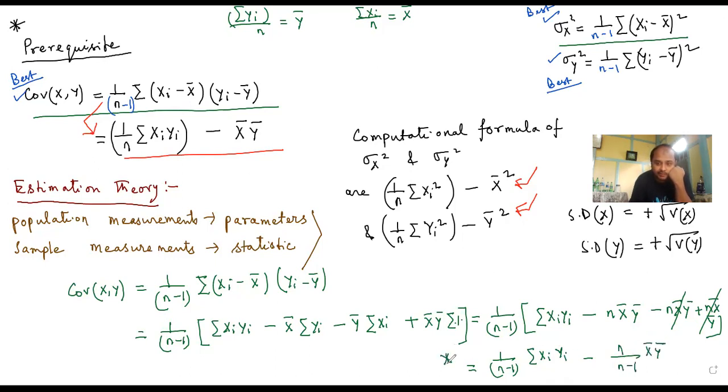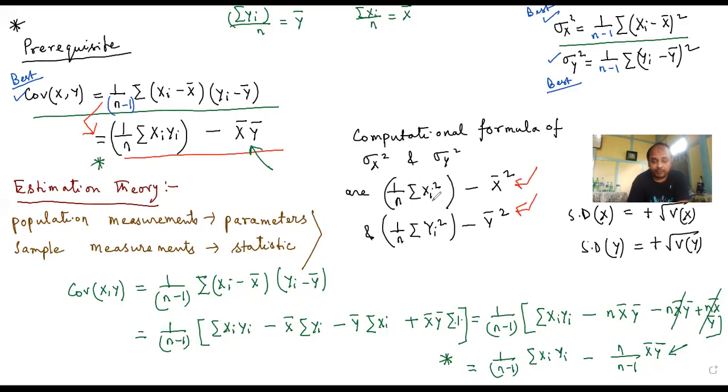Now look at this formula and that formula. They are different. The computational formula that has been obtained is different. So if I am going to use these best sample measurements, this cannot be the computational formula; the computational formula will not be that. So you have to keep this in mind.